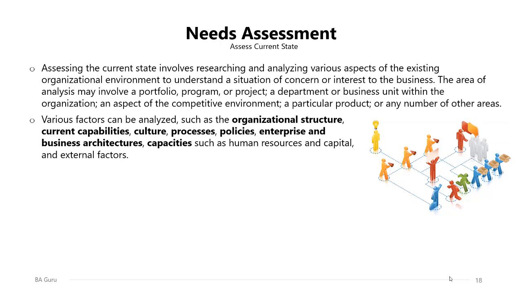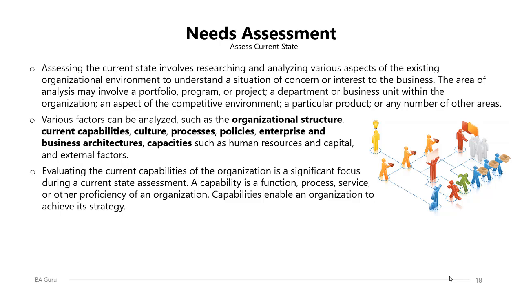Various factors can be analyzed, such as the organizational structure, current capabilities, culture, processes, policies, enterprise and business architectures, capacities such as human resources and capital, and external factors. All these are factors which you might analyze as part of the assess current state process.